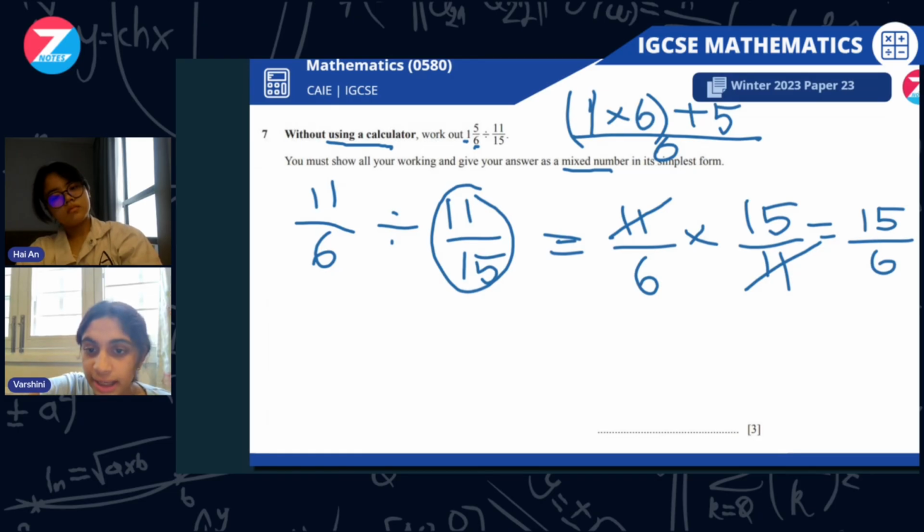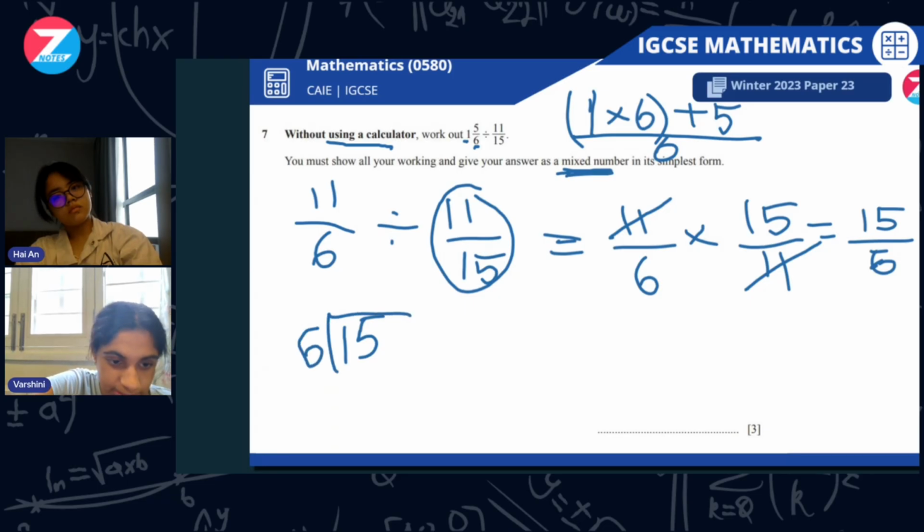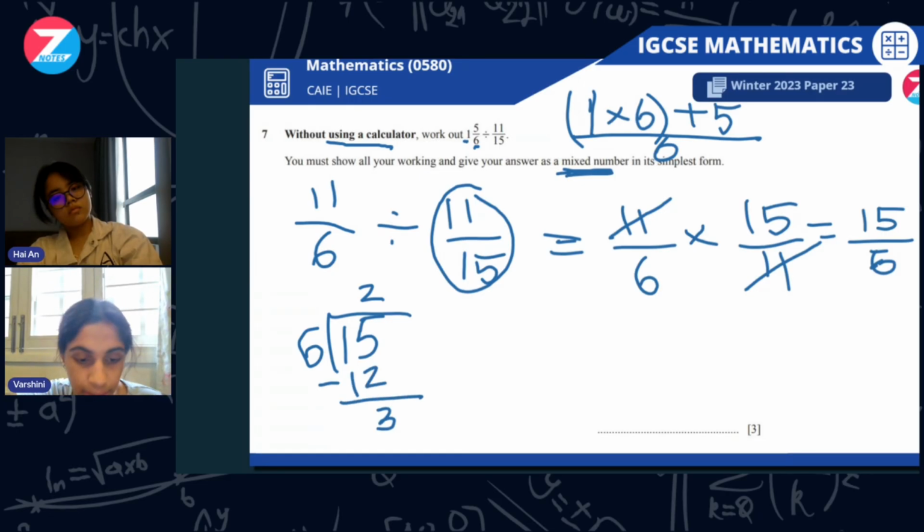Now they want us to write it as a mixed number. Right now it's an improper fraction. So to write it as a mixed number, we need to divide it and also show them how we're doing that. So 15 divided by 6. 6 is going to go twice into 15. That'll give us 12, and if we subtract them, that'll be 3.